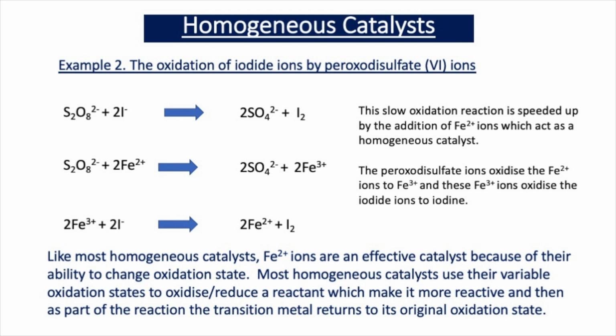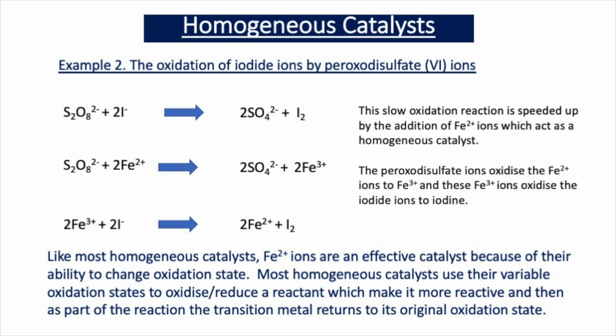Now the addition of Fe2+ ions speeds up this reaction because if Fe2+ ions are present, these will react with the S2O8 2- ions, and the Fe2+ ions will be oxidized to Fe3+ ions. And these Fe3+ ions will oxidize the iodide ions much more readily and much more quickly and will form iodine and Fe2+ ions. And the Fe2+ ions are regenerated, and this is the catalyst.